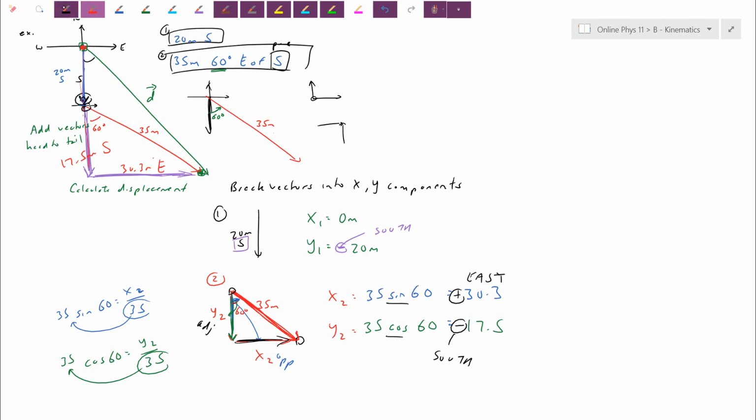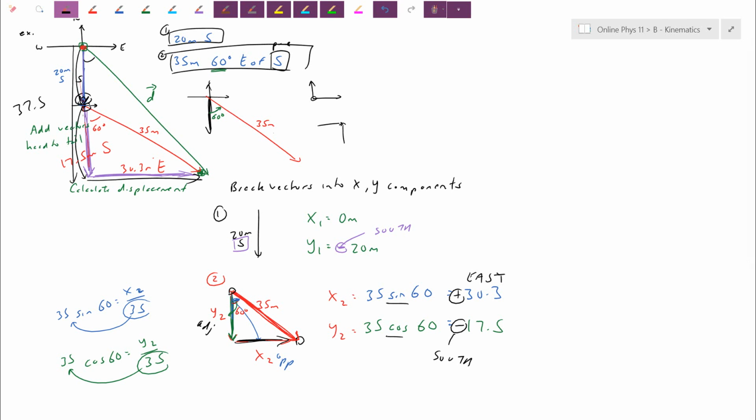Now what I can do is combine, well, the first vector took me 20. This vector takes me another 17.5. Now I have a total southward direction of 37.5. The eastward direction, the first vector didn't take me east at all, so 0. The other component took me 30.3. Now I have the sides of the triangle, and now I'm ready to do Pythagoras again.